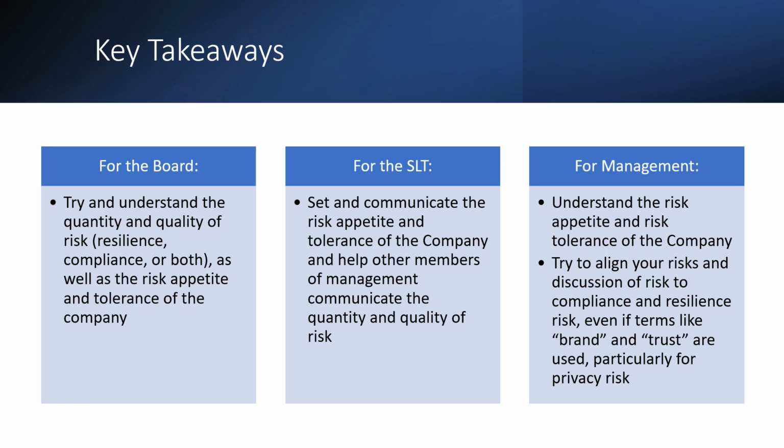For the senior leadership team, there's a variety of different things that they would need to do, but setting and communicating the risk appetite and risk tolerance of the company, and importantly, helping other members of management communicate the quantity and quality of risk. For management, it's understanding the risk appetite and risk tolerance of the company and trying to align the risks and the discussion of the risks to compliance and risk, even if we're using other terms like brand and trust, particularly around data or privacy risk.